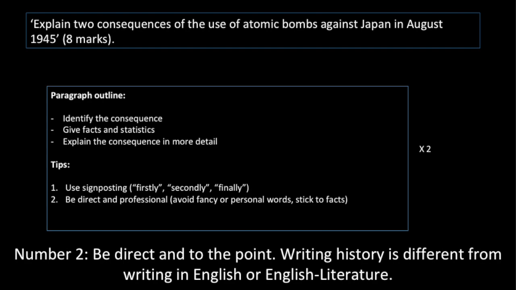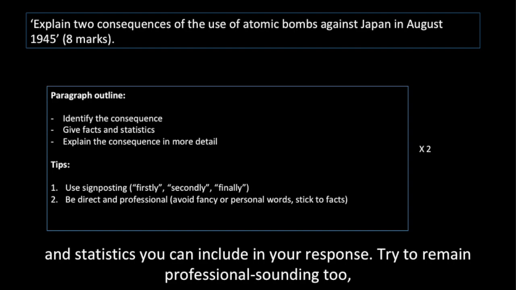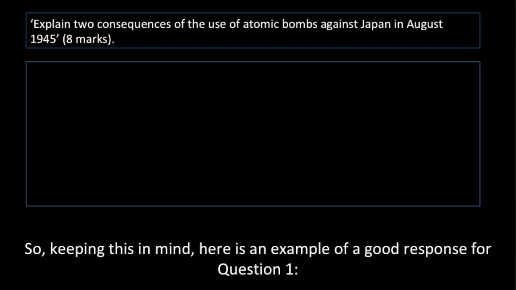Number 2, be direct and to the point. Writing in history is different from writing in English or English literature. You aren't being marked on your vocabulary. What's important is how many accurate facts, dates, names, and statistics you can include in your response. Try to remain professional sounding too, by avoiding I and you and words like stuff. So, keeping all that in mind, here is an example of a good response for question 1.